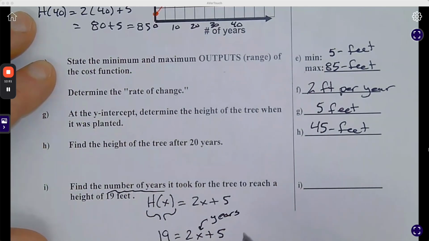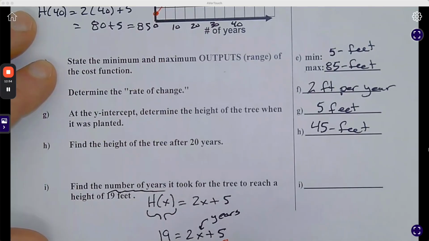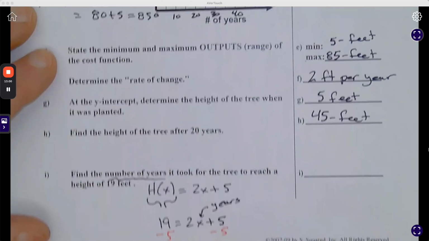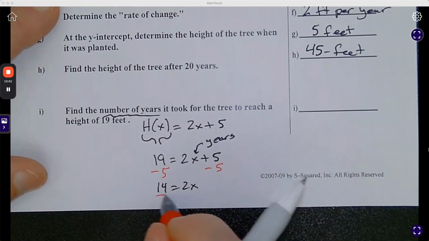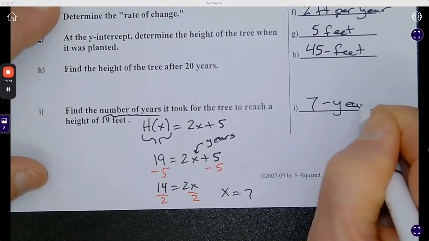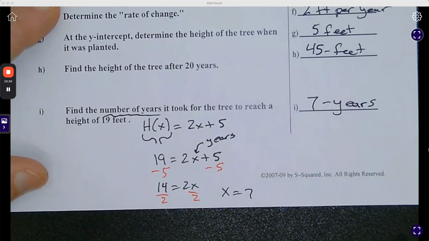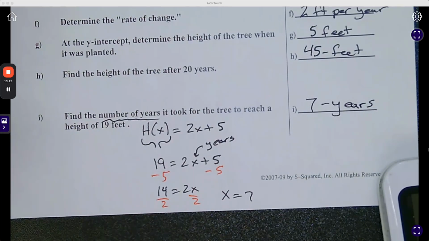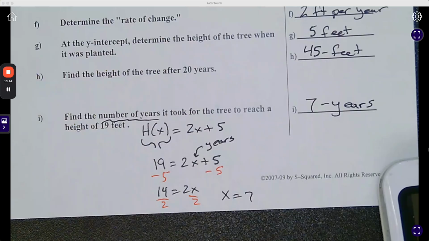Subtract 5, because now we got to solve this equation. You got to be able to solve equations. 14 is equal to 2x. Divide by 2. Oh, you can't see. Divide by 2. Divide by 2. And x equals 7. That's nice. 7 years. Ooh, I bet that's a good tree with some good shade. All right, all right. Good job, Amy.